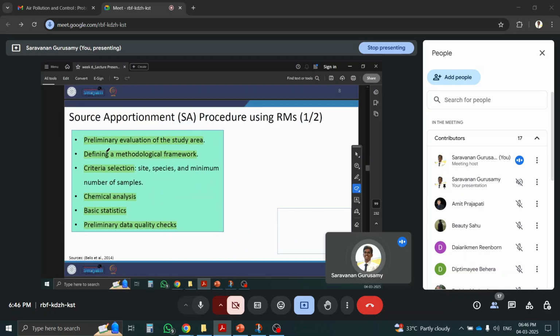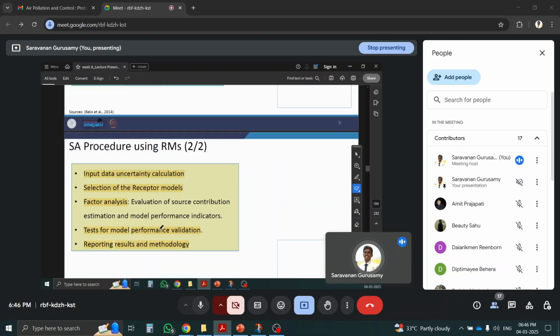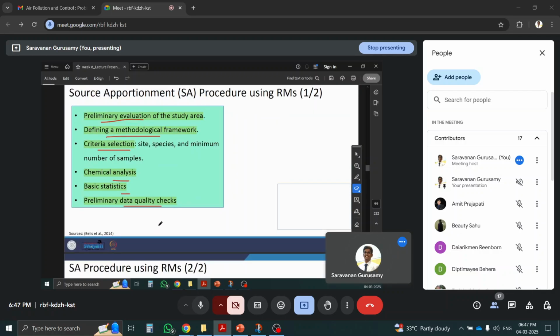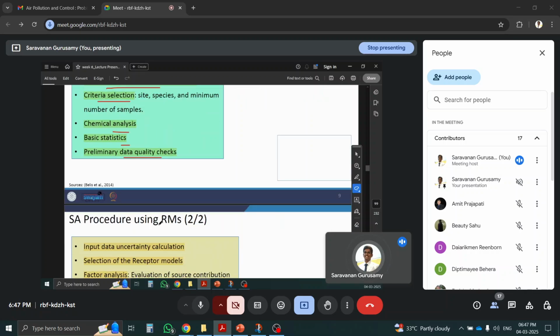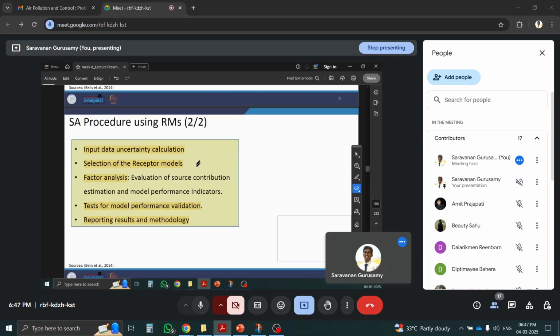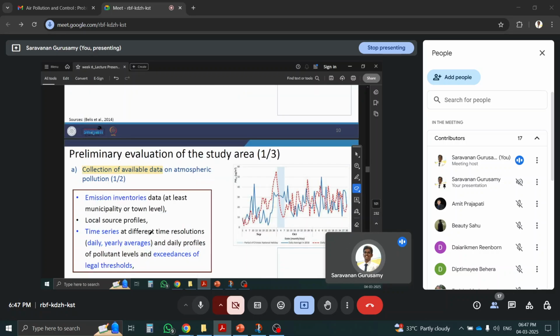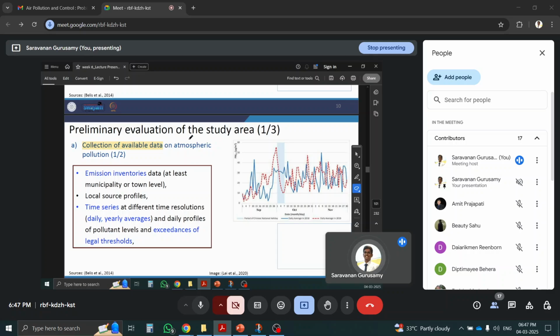So how does the procedure go? Preliminary evaluation, defining the methodological framework, criteria selection (what is the site, what are the species, what is the minimum number of samples), then chemical analysis, then finally a preliminary data quality check. These six are the important procedures for the RM, that is the receptor model. Then the input data uncertainty calculation, selection of the receptor model, finally factor analysis and testing of model performance, and reporting the results. You can see how the preliminary evaluation of the study area was happening. First, we are collecting the data.